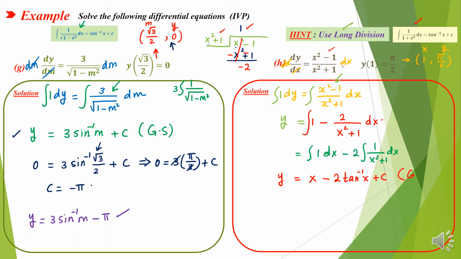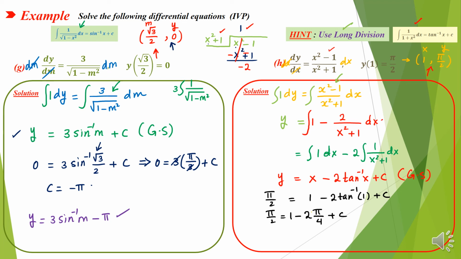So this is the general solution of the given differential equation, and you have to plug in the point into the general solution to get the particular solution for the given differential equation. So we have pi over 2 equals 1 minus 2 tan inverse of 1 plus c. So we have pi over 2 equals 1 minus 2 times tan inverse of 1, which is pi over 4, plus c. Now we can simplify.